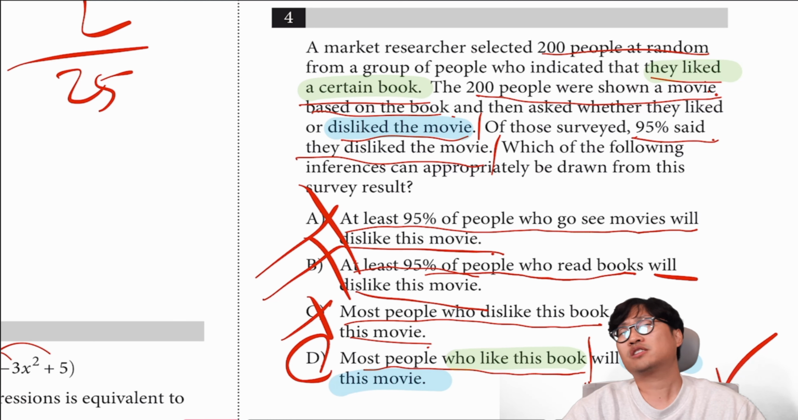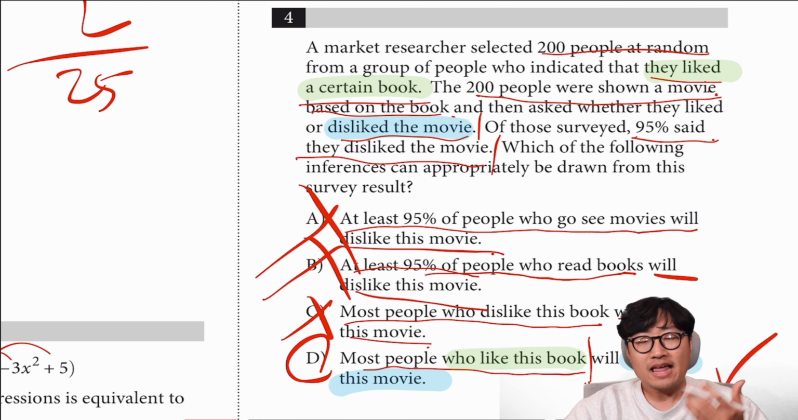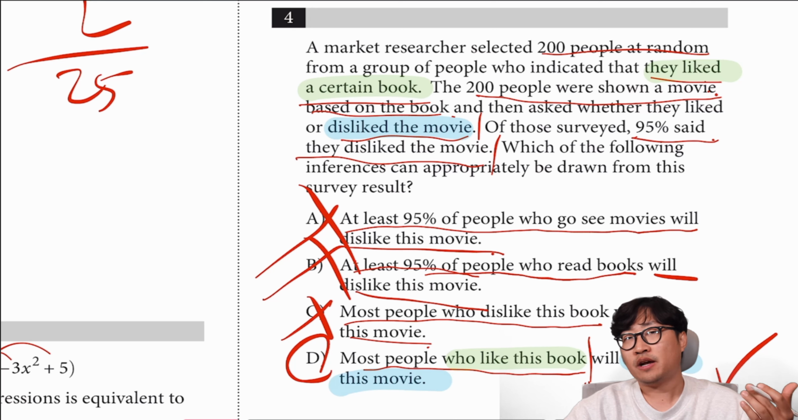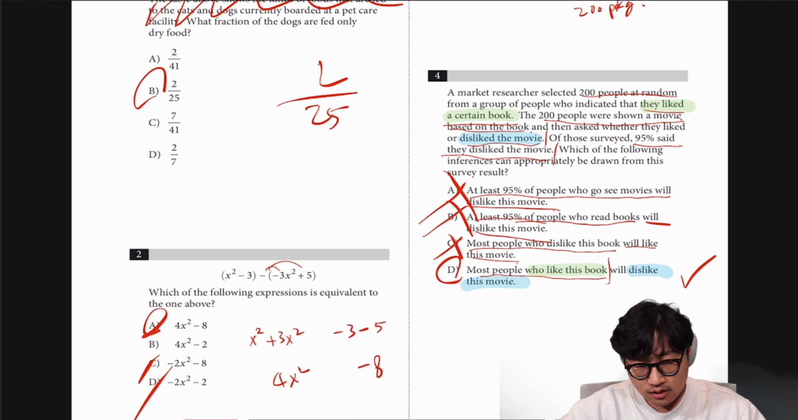D is the most logical reasoning, because it has both of the stuff that are already mentioned within the context of the question. All right, number 5.